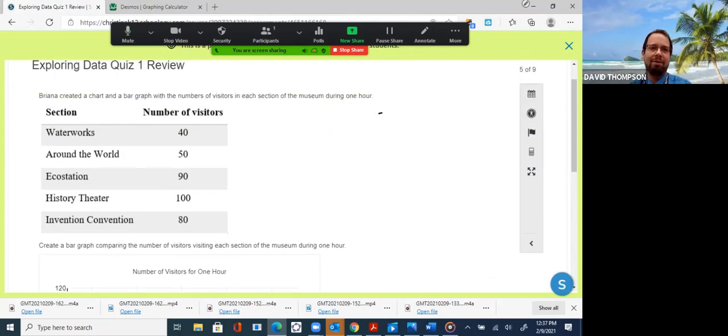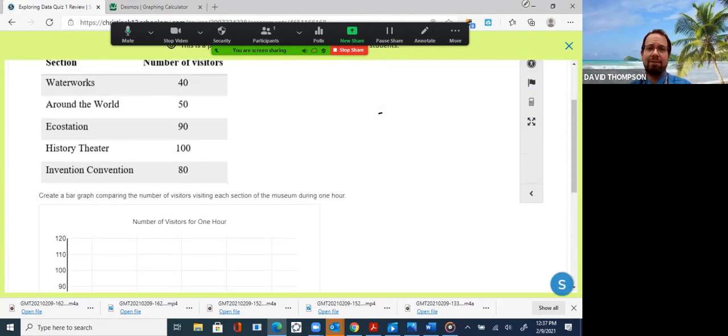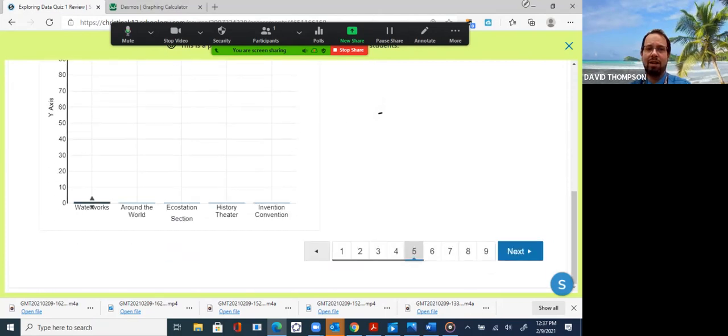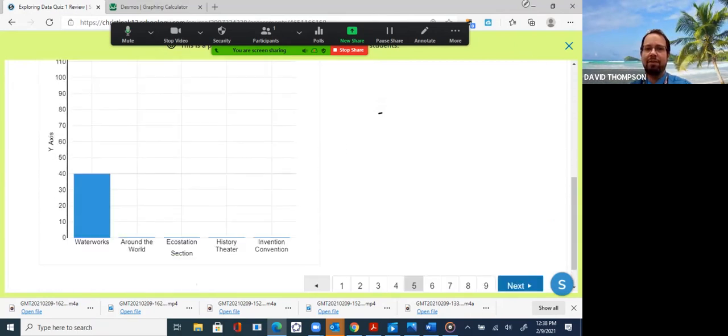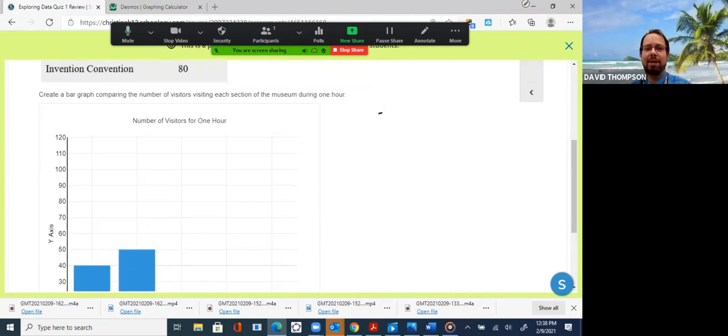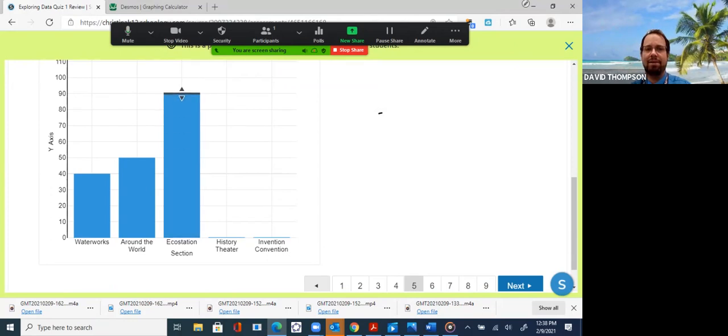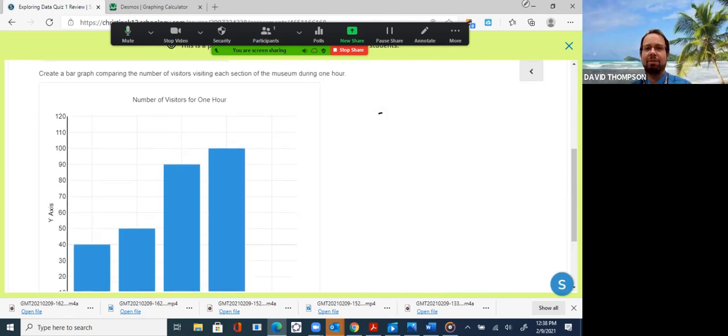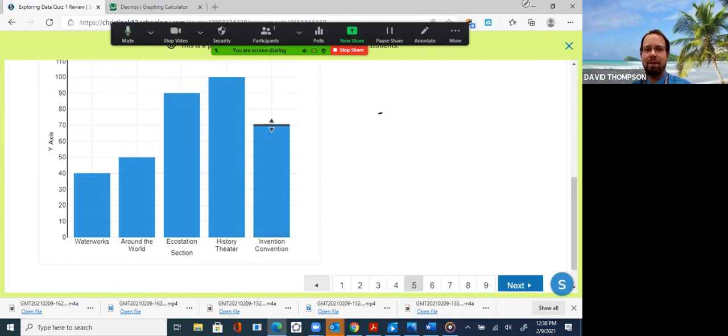Number 5. Brianna created a chart and bar graph with a number of visitors in each section of the museum during 1 hour. So this time it's asking us to create a bar graph. So we see that there's 40 in waterworks. We find the bar above waterworks and drag it up to 40. We look at around the world, there's 50, so we drag the bar up to 50. The eco station should be at 90, so we're going to drag the eco station up to 90. The history theater should go up to 100, so I'm going to drag the history theater up to 100. And invention convention should be at 80, so we're going to drag that up to 80, and we are done that question. Just make sure everything lines up.